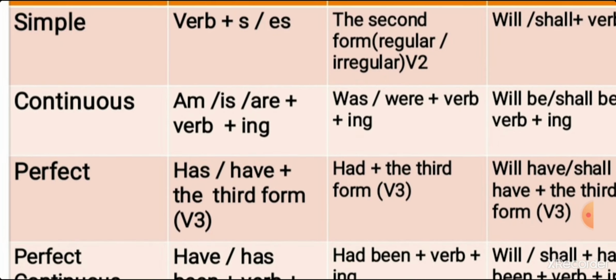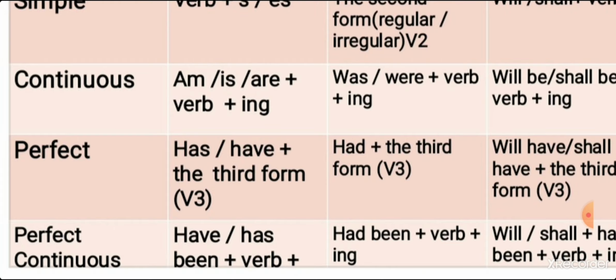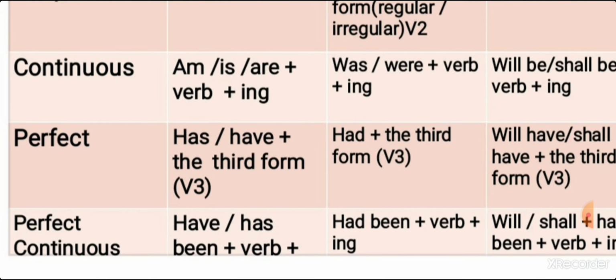Then students, when we talk about perfect tense, we use the helping verb has or have with the third form of the verb. Present perfect, we use has and have with the third form. Then when we talk about present perfect continuous, we use has been or have been plus the first form of the verb plus ing. Like this students, we can use different forms.